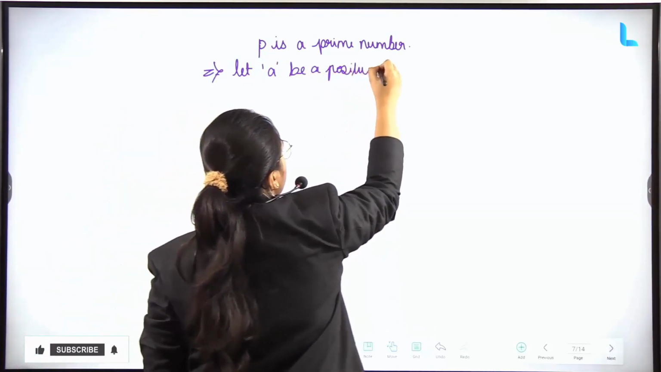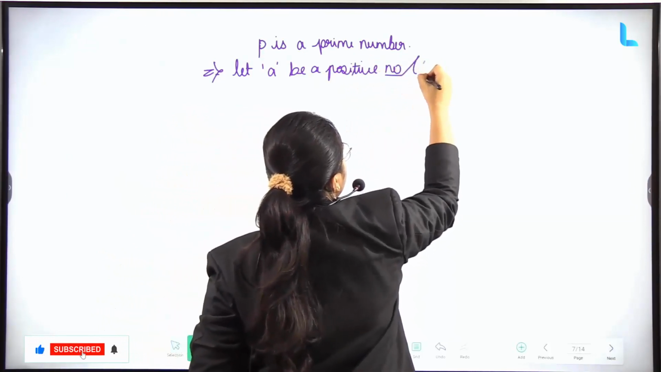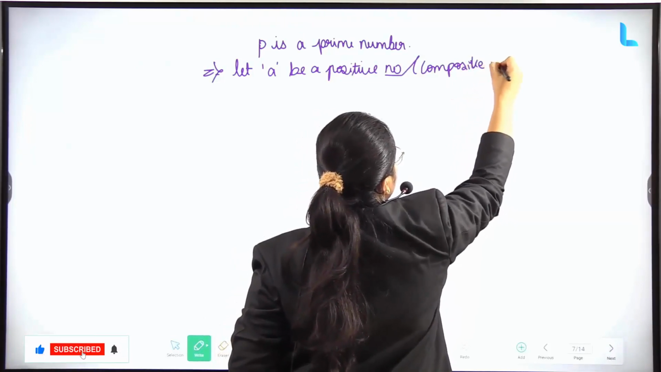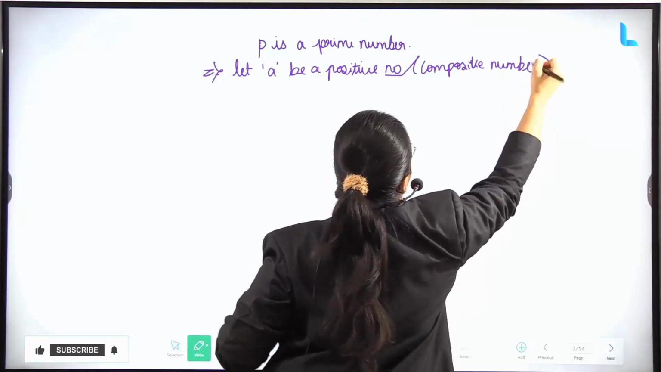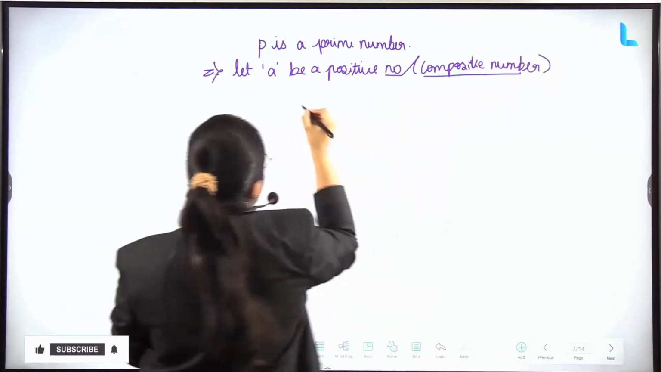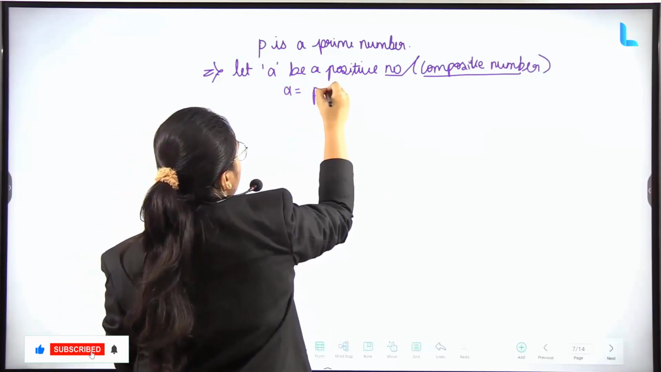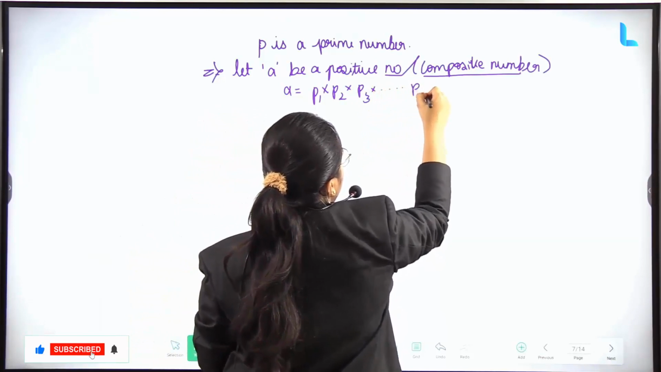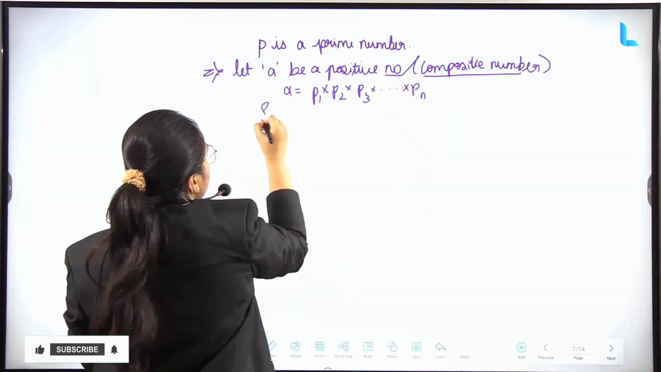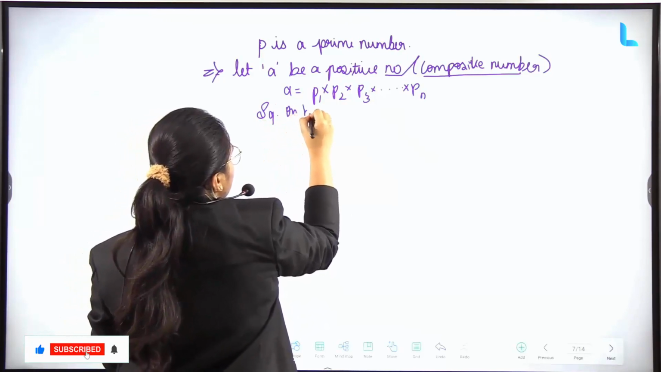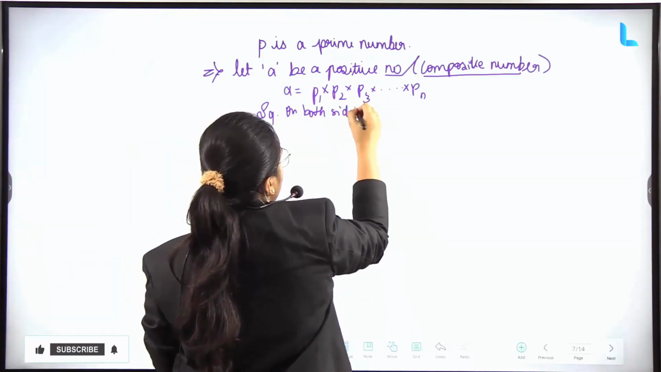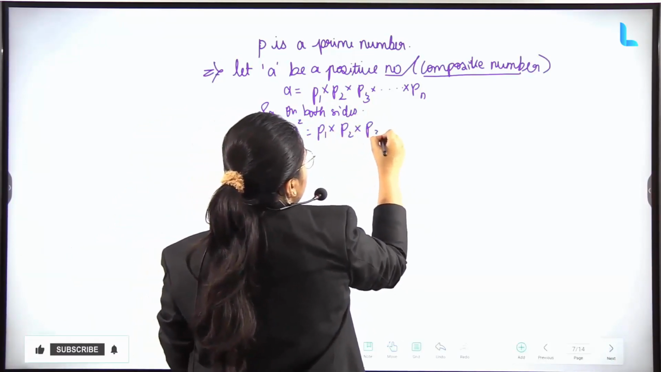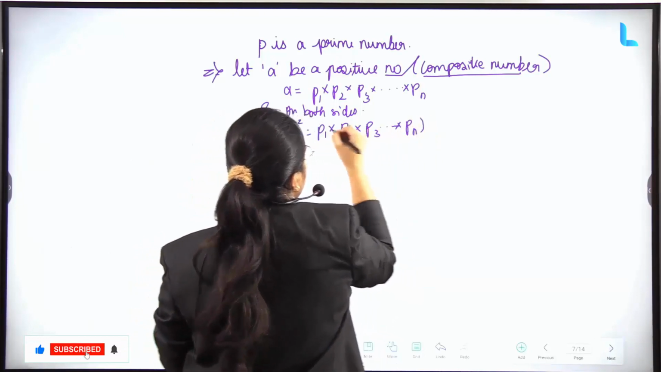Let A be a positive number. So we'll consider that positive number as a composite number. A composite number can be represented as A is equal to the product of primes P1, P2, P3, ..., Pn. So if we just square this on both sides, what we'll be getting is A square is equal to P1 into P2 into P3 into Pn, the whole square.